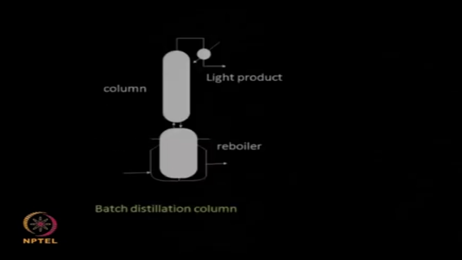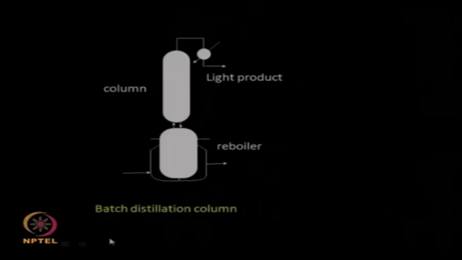Okay. So this Raoult's law tells us that if I know the properties of one component, I can calculate the partial pressure of that particular solute. So this is a typical batch distillation column.